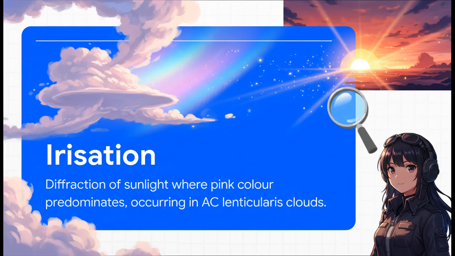Iridescence is a diffraction phenomenon where pink bands predominate, often seen in altocumulus lenticularis clouds. Twilight colors, on the other hand, are produced at sunrise and sunset by scattering and refraction. If you see these terms pop up on the exam, tie iridescence to diffraction and twilight colors to scattering.